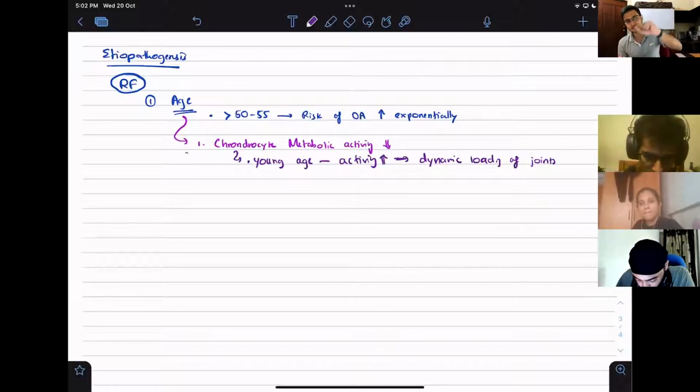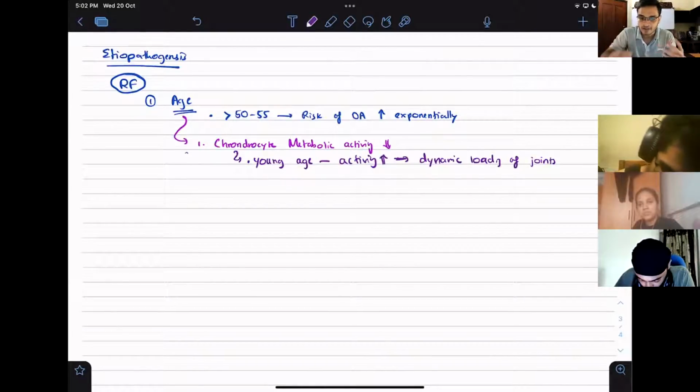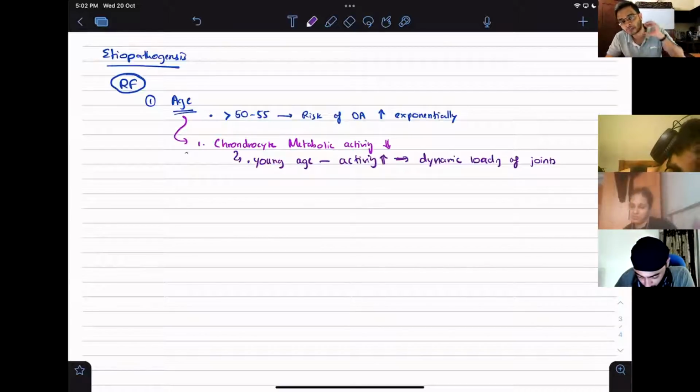So what happens when there is dynamic loading of joints, when your joints are always working? What do you think happens to the cartilaginous areas? They are always prone to a little bit of damage. So what happens in the young age? This dynamic loading, this continuous activity, helps stimulate our chondrocytes to increase metabolism. It helps stimulate new cartilage production by the chondrocytes.